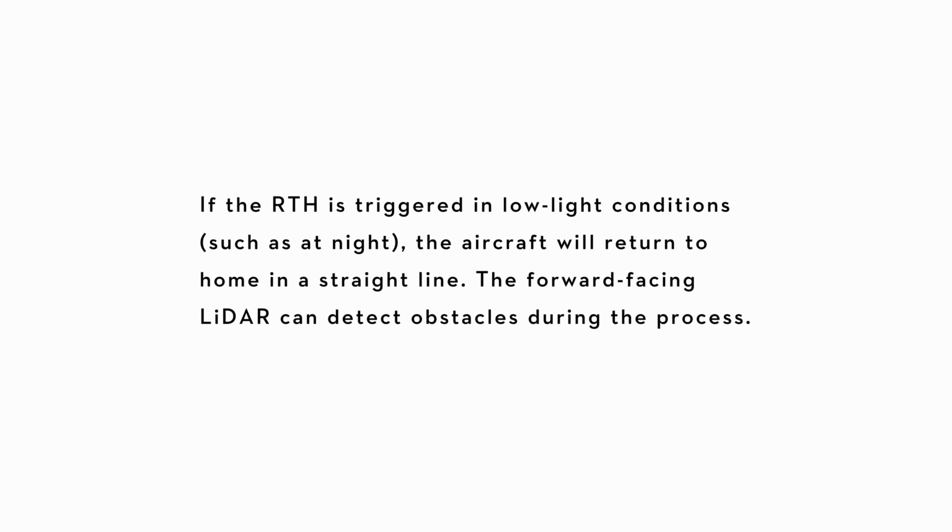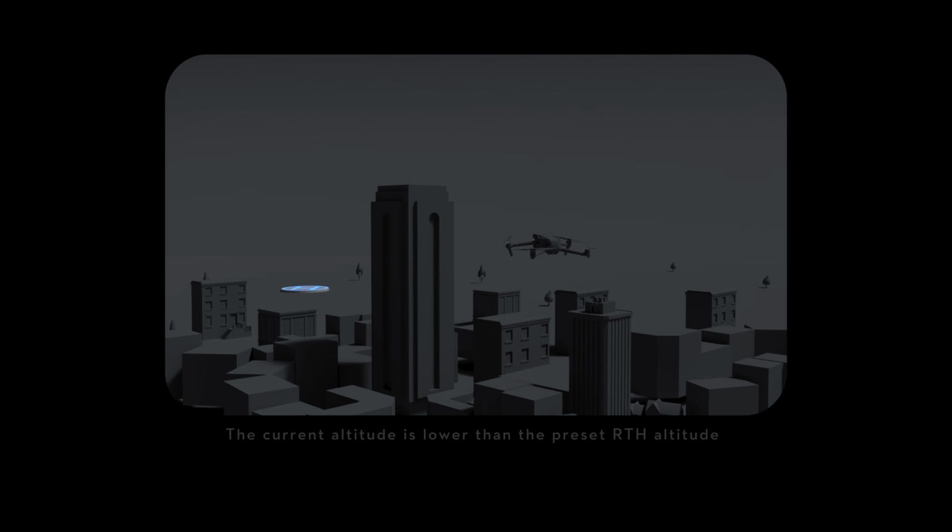RTH in low light conditions. If the aircraft is further than 50 meters from the home point and the current altitude is lower than the preset RTH altitude, it ascends to the preset RTH altitude and then flies back to the home point. If the aircraft is further than 50 meters from the home point and the current altitude is higher than the preset RTH altitude, it flies back to the home point at the current altitude.